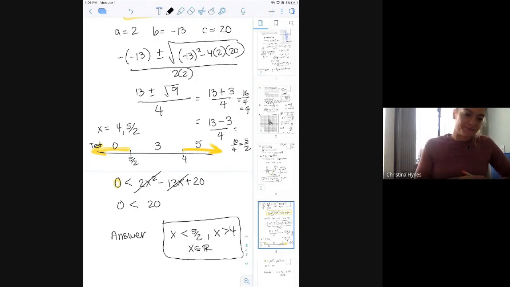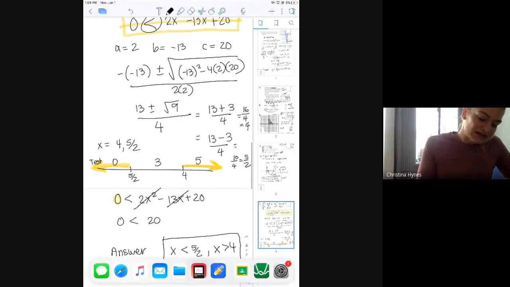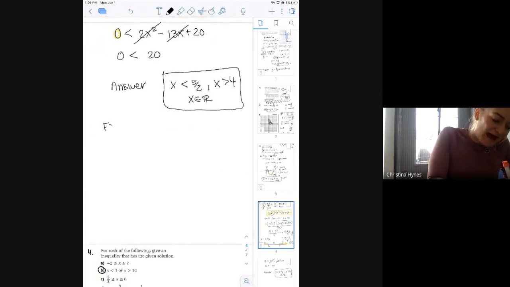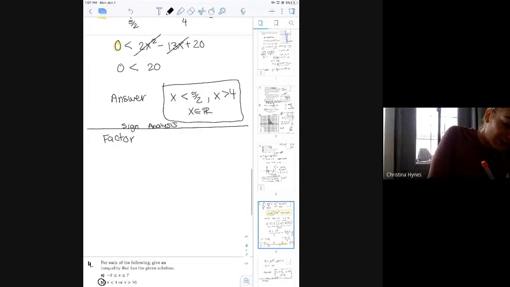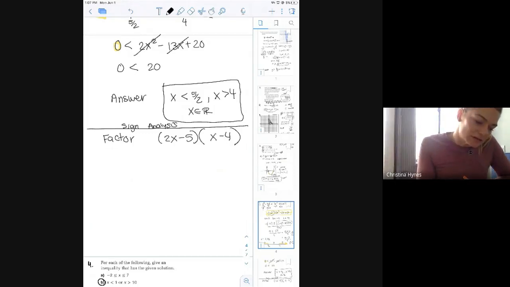So that's my solution. If you wanted to do the sign analysis way, first you would have to factor. So this is sign analysis if you're curious on that one. This is just doing the exact same question using another method, factoring. So factoring would be where I would factor it to be 2x minus 5, and then x minus 4. So I'm just double checking if that works. 2x times negative 4 is negative 8x, 10x minus 5x, yep, that works.